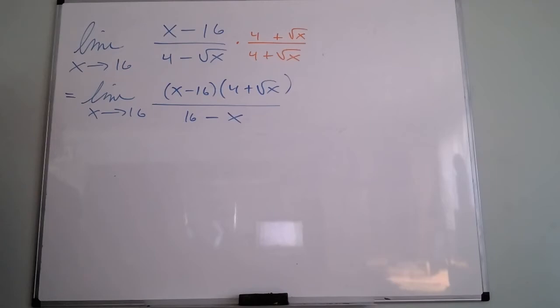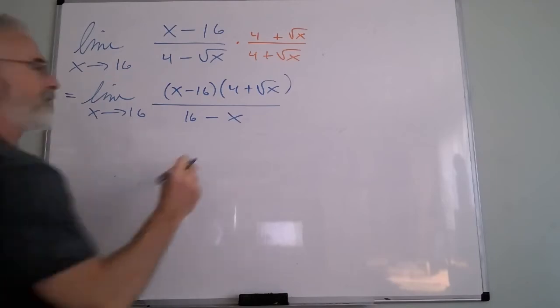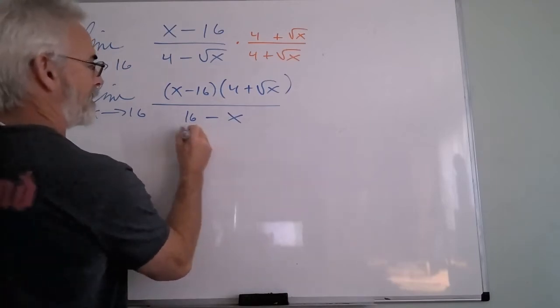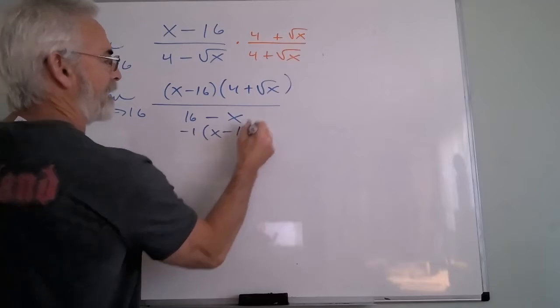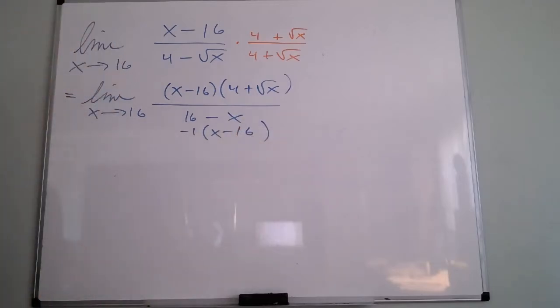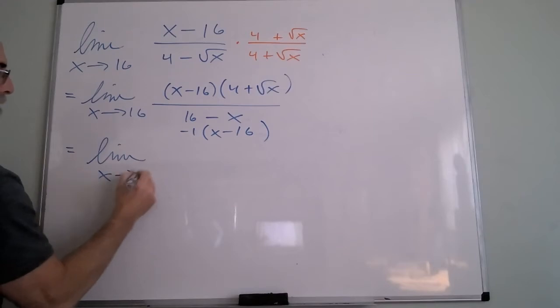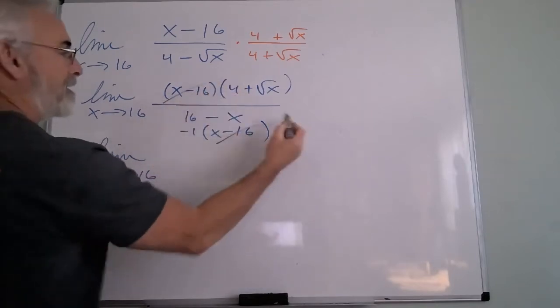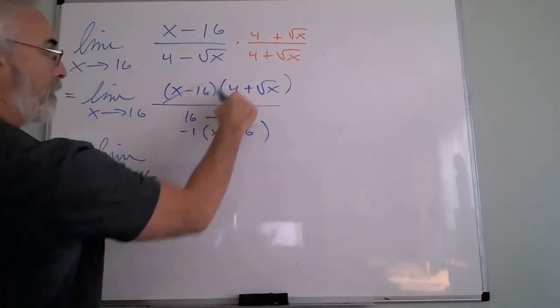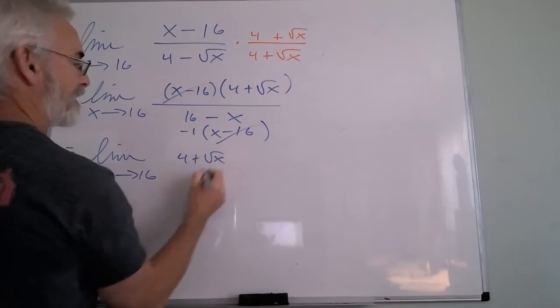Aha. Now, they're not exactly the same. So what if I do this? Factor out a -1 here. Is that legal if I do that? Yeah, that's legal. Now I can cancel the x minus 16s, and I'm going to have 4 plus root x on top.